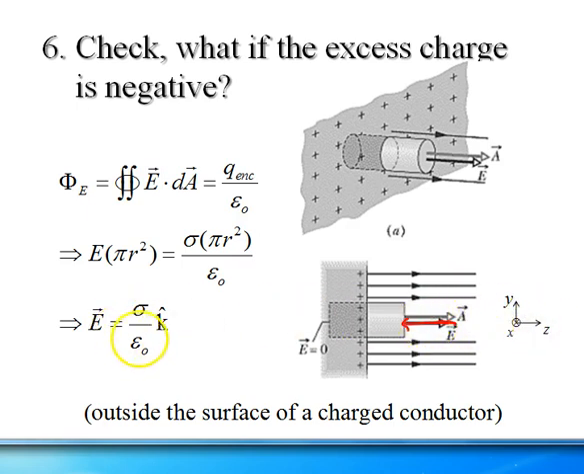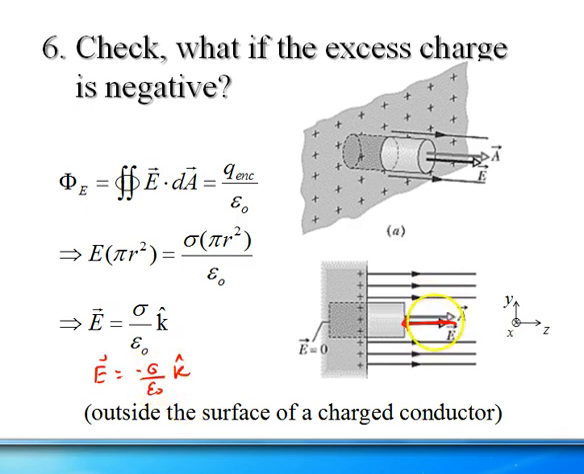So if it's a positive charge, we'd have E is equal to sigma over epsilon naught k. If it's a negative charge, then we'd have E is equal to negative sigma over epsilon naught k. But that sigma would also be negative, so we don't need to know that.